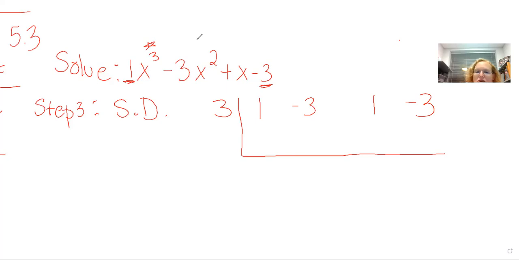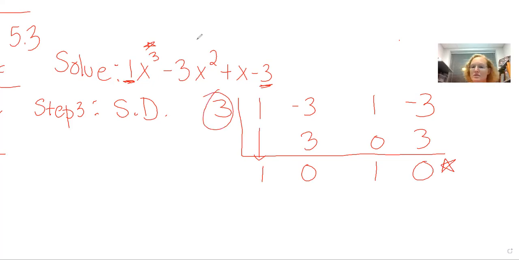Now remember, you always start synthetic division by bringing down the 1. So 1 times 3 is 3. We add those up, we get 0. 0 times 3 is 0. We add those up and get 1. 1 times 3 is 3. We add them up and we get 0. And remember, this is what you're looking for. This is crucial. If you get 0 right there, that means 3 is an answer. Yay! What that also means is that you've just made this a smaller problem.